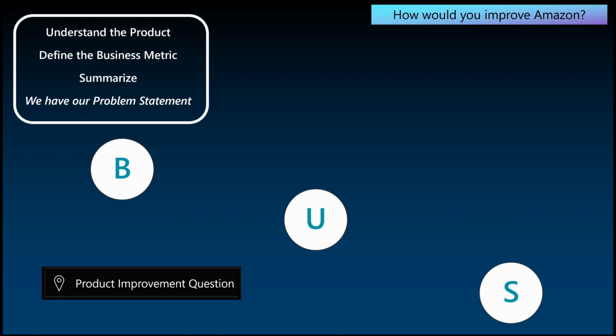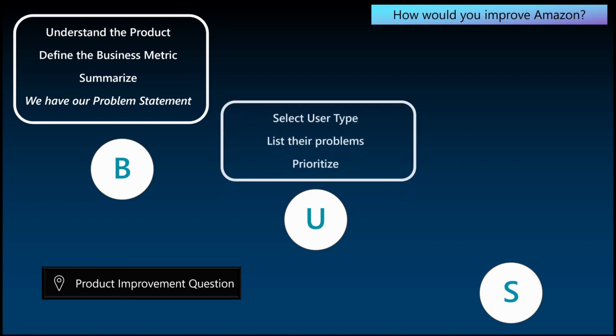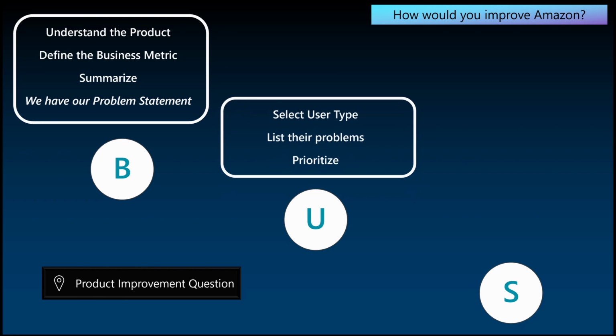Now that you know more about the business situation and the objective, it's time to think about the users and their problems in greater detail. Here are the things that you need to do in step 2. You need to select a particular user type. Then you need to list the user problems for the selected user type. And then finally, you need to prioritize these user problems so that you go ahead and give solutions in step 3.